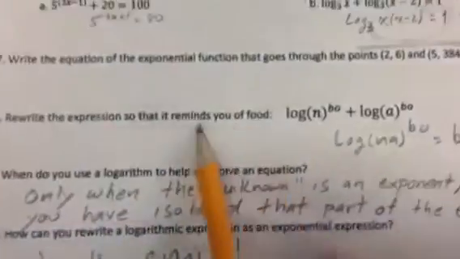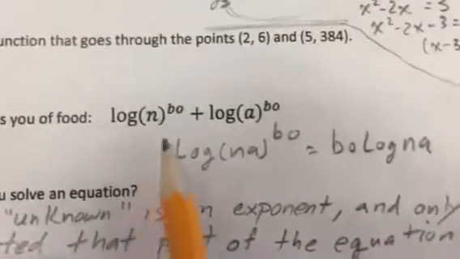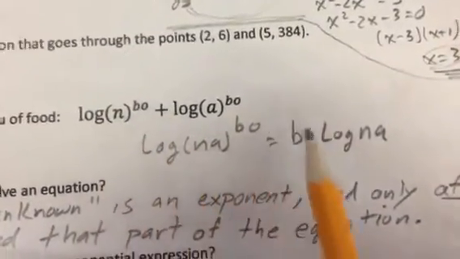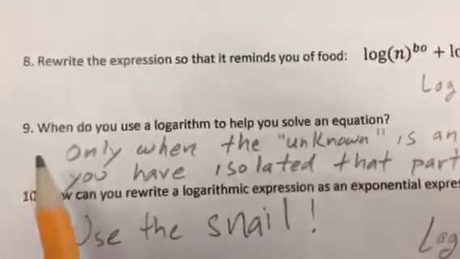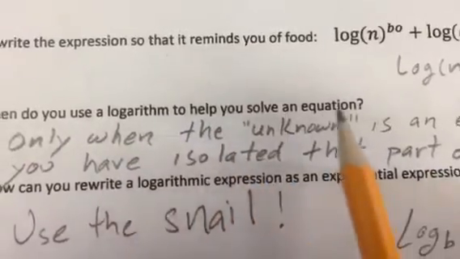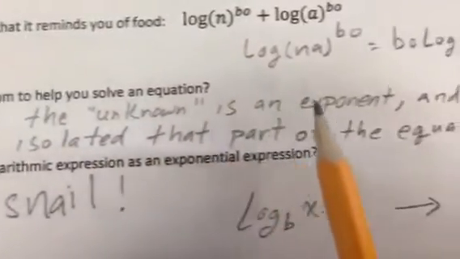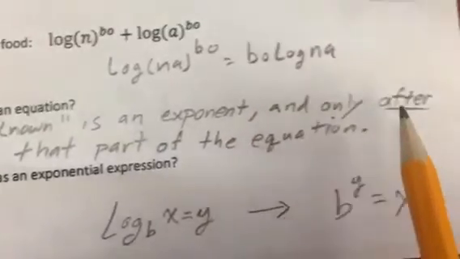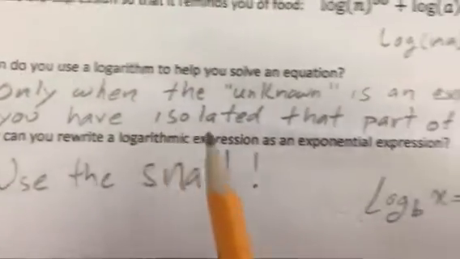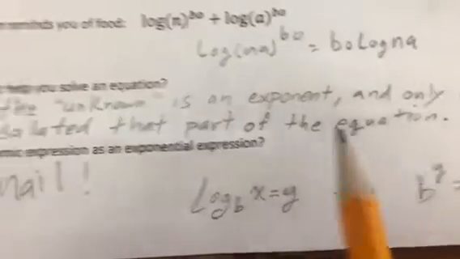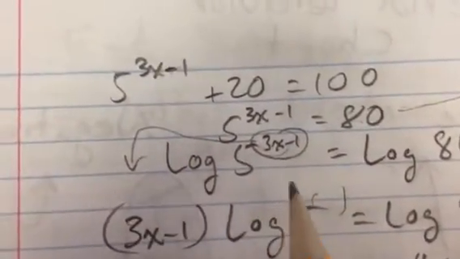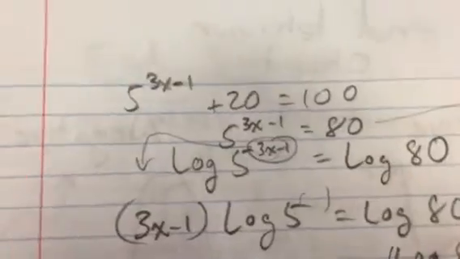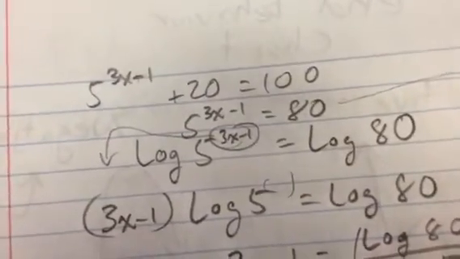We're almost done. This next one is kind of a joke. Writing that using the product rule and the power rule gives you baloney, or bologna. All right, when do you use a logarithm to help you solve an equation? Only when the unknown is an exponent, and only after you have isolated that part of the equation. Just like we did over here. When we did this equation right here, we have to isolate the part that's got the exponent before we take the logarithm, okay? Very important little detail of using logarithms to solve an exponential equation.